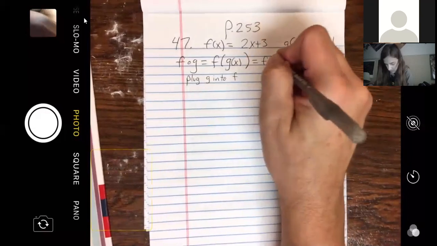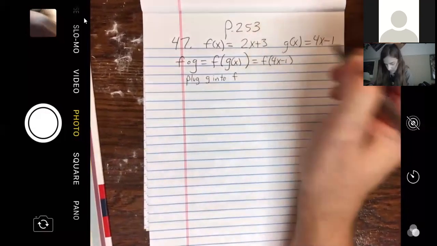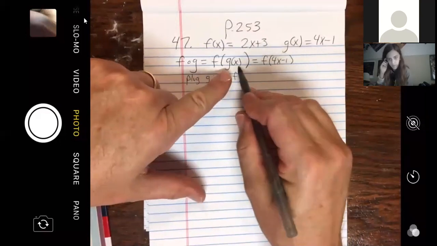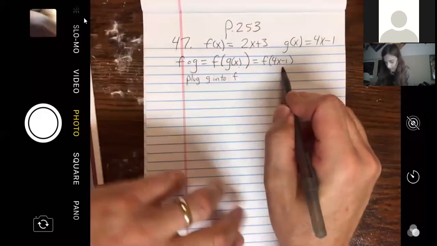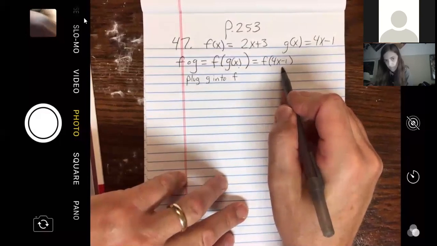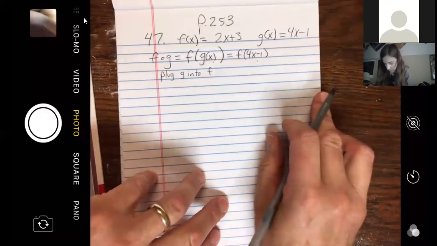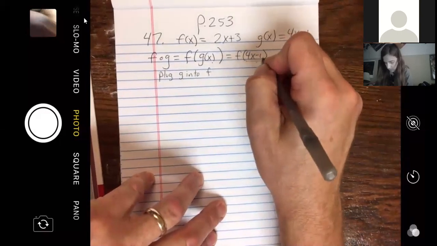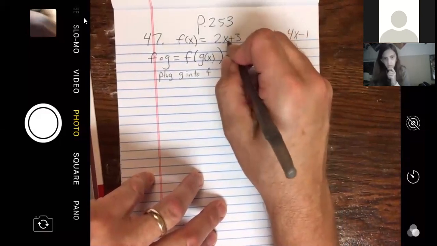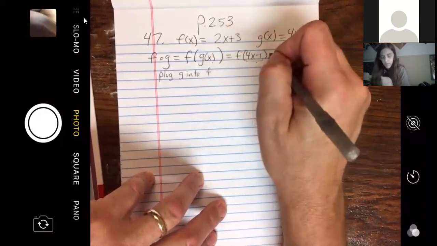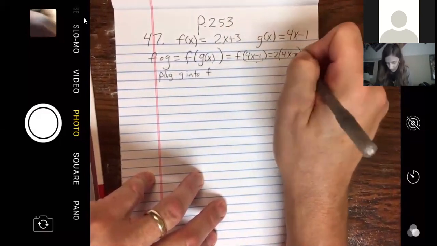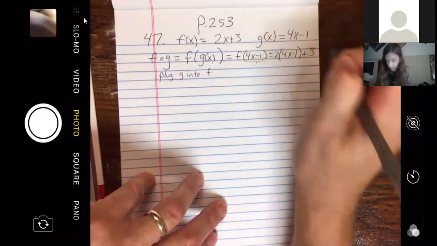So that's F of 4x minus 1. So I've replaced G with its 4x minus 1. So this means place this entire thing in for x in the F. That'll give me twice 4x minus 1, close parentheses, and add 3.